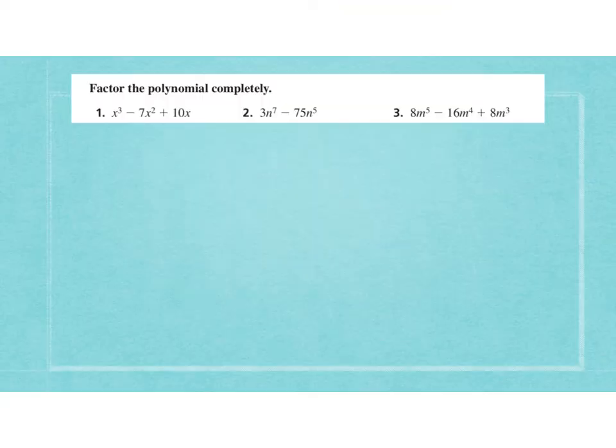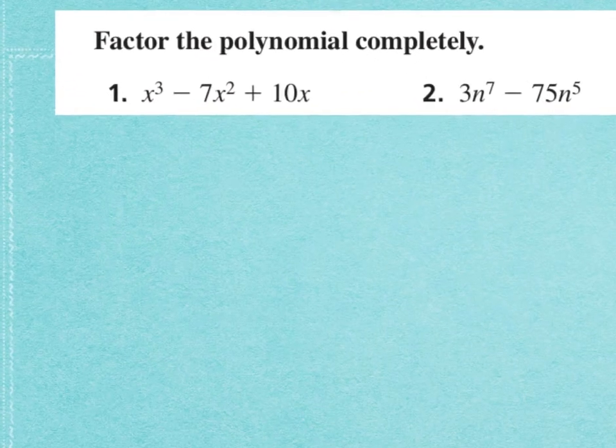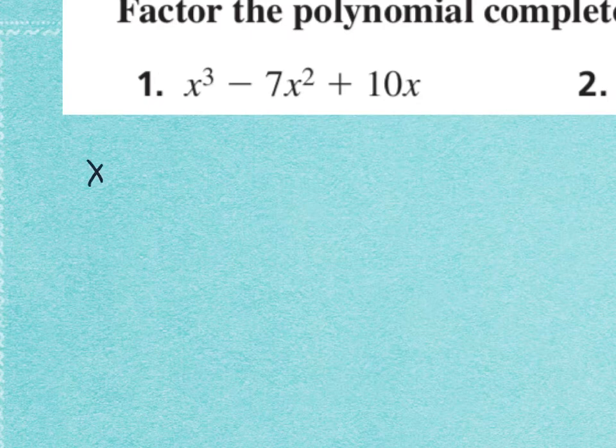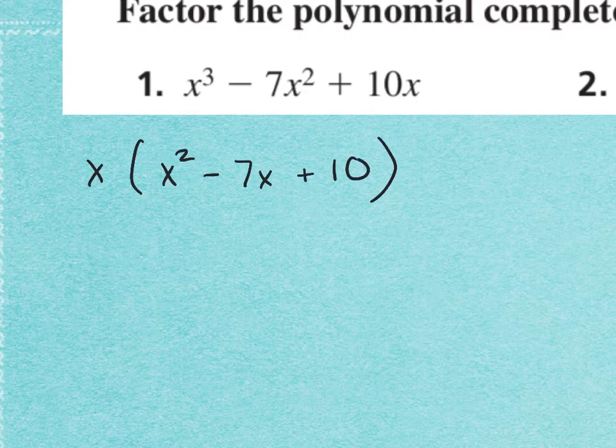All right, 3 more examples. Number 1, do we have any greatest common factors we can take out? Yeah. What would it be? X. Then what are we left with? X squared minus 7x plus 10. Perfect. So we just divide an x out of everything. What do we do next?